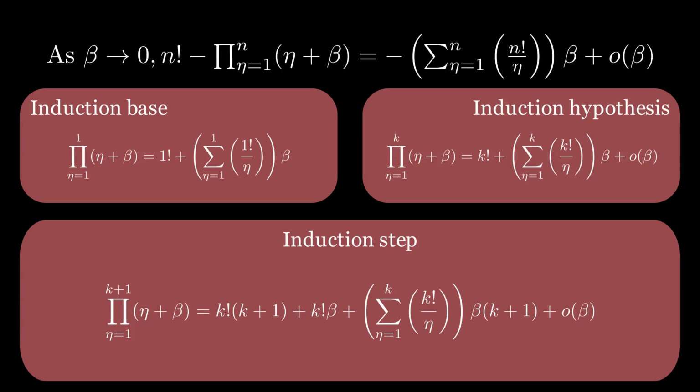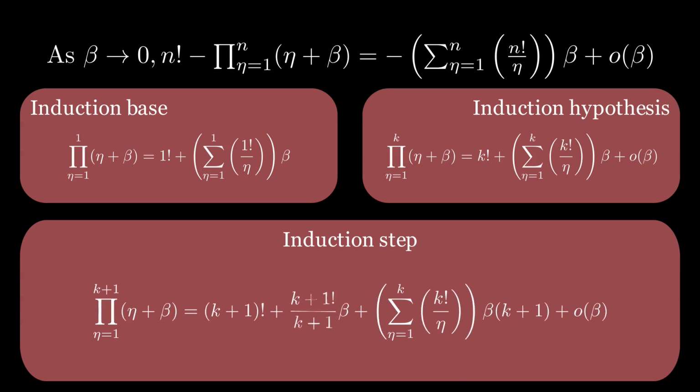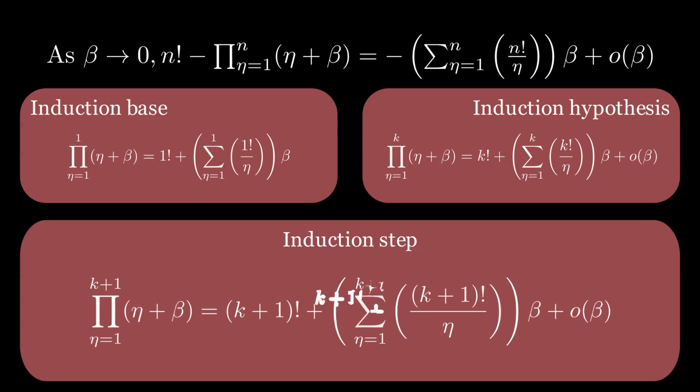By the definition of the factorial, we know that the first term is equal to the factorial of k plus 1. Similarly, the second term is the same factorial divided by k plus 1 times beta. In the third term, we can move k plus 1 into the sum, and then turn this numerator into k plus 1 factorial too, such that we can merge the second term into the sum.